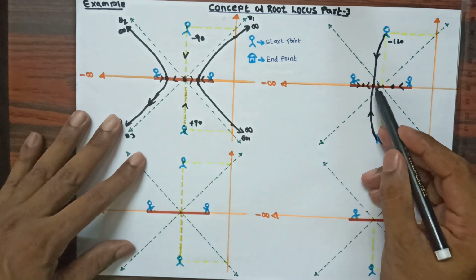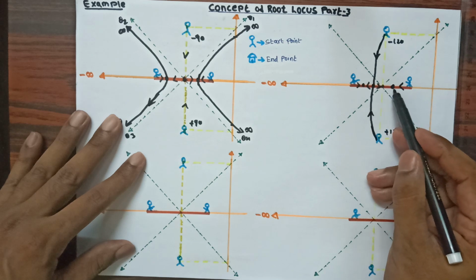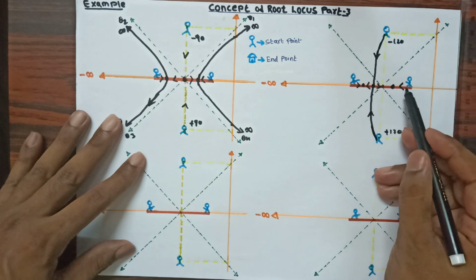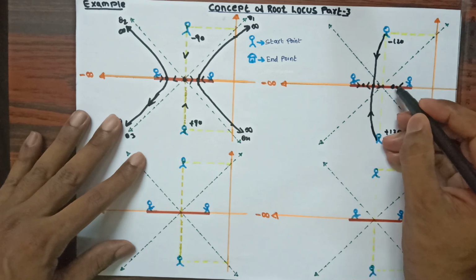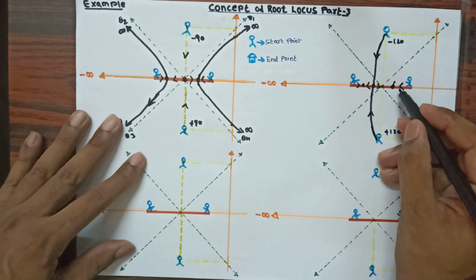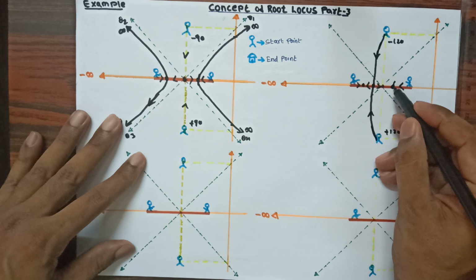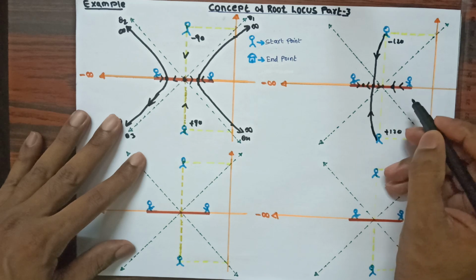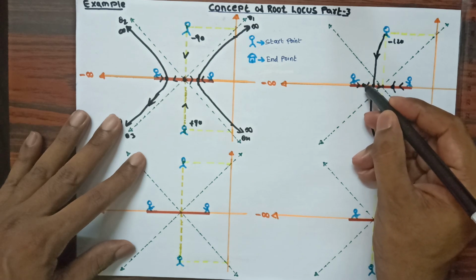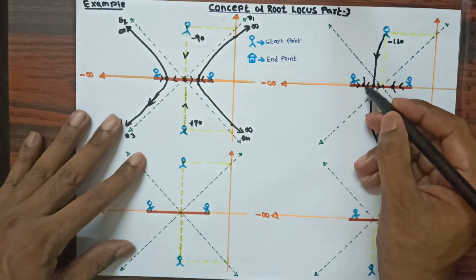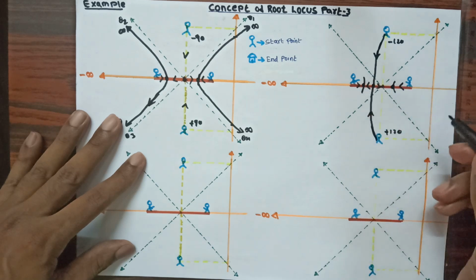You can see here this person will move towards this side, and this person is moving towards this side, and they are going to meet at this point, and they are going to come out, and one will come out in the upward direction, and the other will come out in the downward direction. Here again this person and this person will meet at this breakaway point. This person will come in the upward direction, this person will come in the downward direction.